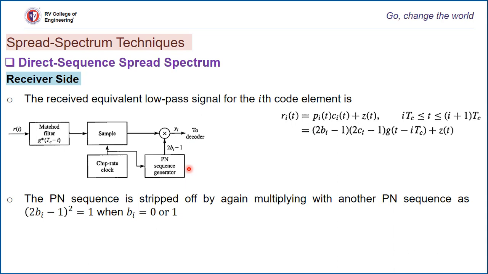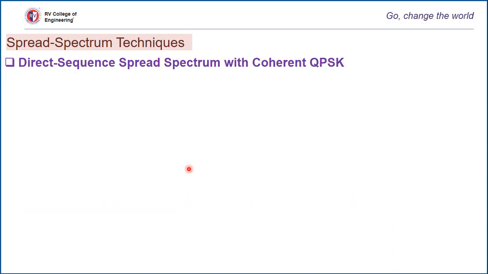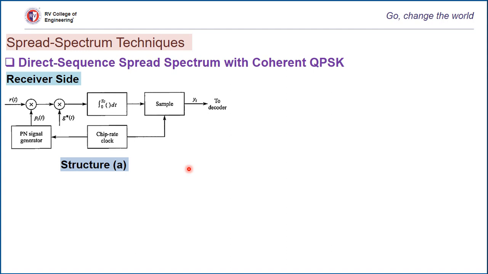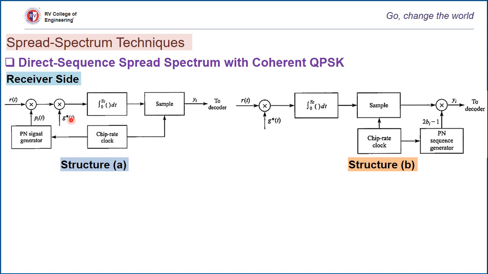This can be implemented in two ways. In either way it involves a similar process. In the first structure as shown here, it involves pre-multiplying R of t with the waveform Pi of t generated from the output of the PN generator, and then cross correlating with a conjugate of G of t and sampling the output in each time interval. The time interval here is the chip interval.